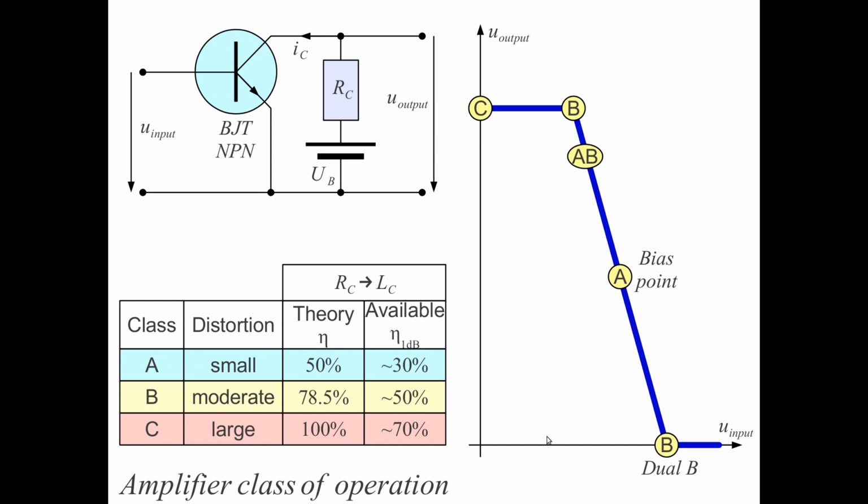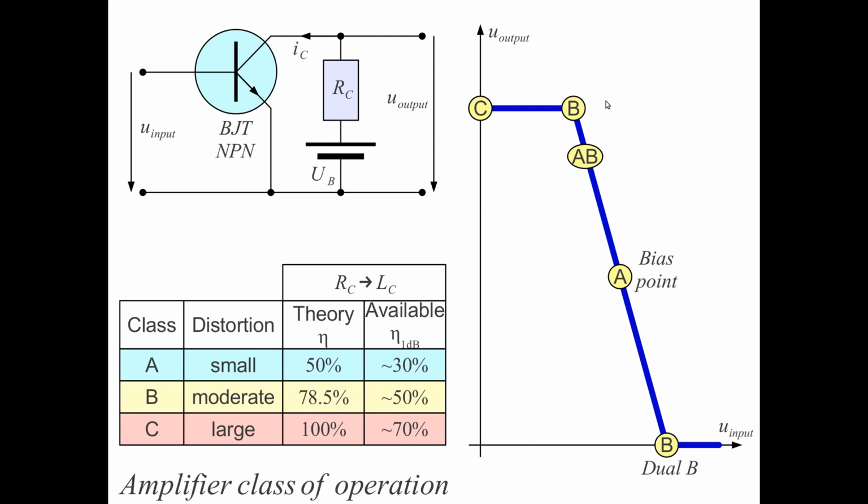And for the best efficiency, we could even go to Class C operation, where we don't care about bias at all. We get large distortion, but this distortion is not harmful for certain kinds of communication, like signals that have a constant envelope, like frequency modulated analog signals, and even phase modulated digital signals. So there we could use Class C amplifiers directly.